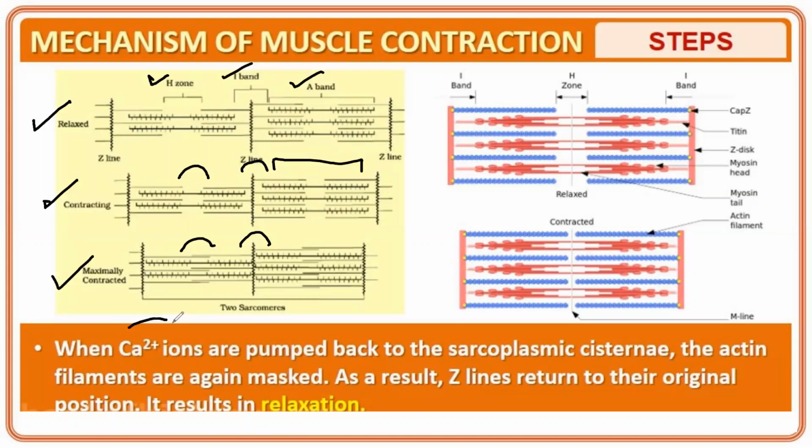When calcium ions are pumped back to the sarcoplasmic cisternae, the actin filaments are again masked. When the calcium ions are not available, that will lead to masking again of the myosin site of the actin filament. As a result, the Z line will return to its original position and this results in relaxation of the muscle.